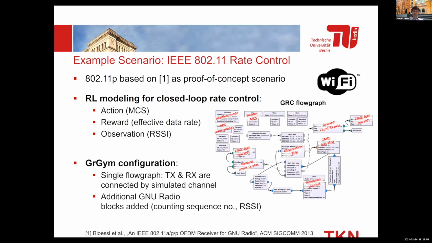Yeah, and the good thing is you don't have to do so much. So we took this 802.11p implementation. We added our additional blocks to connect it to our framework. Those are visible here in red. And as I already said, we have the option to use a fully simulated environment, and we did it here. So the transmitter and receiver are in the same flow graph, and they are connected over a simulated channel. Okay, so everything can run on a single box. You don't need any additional hardware.